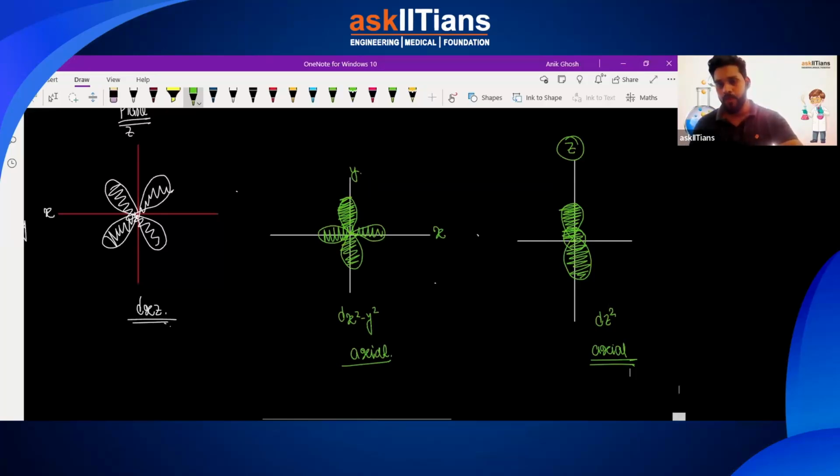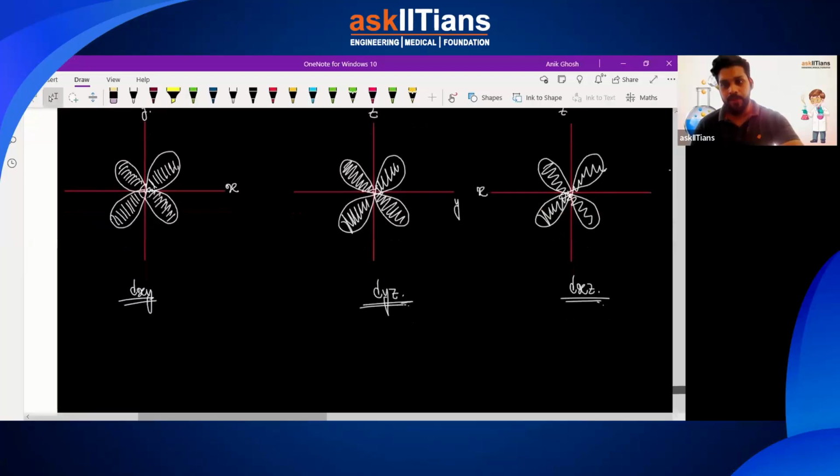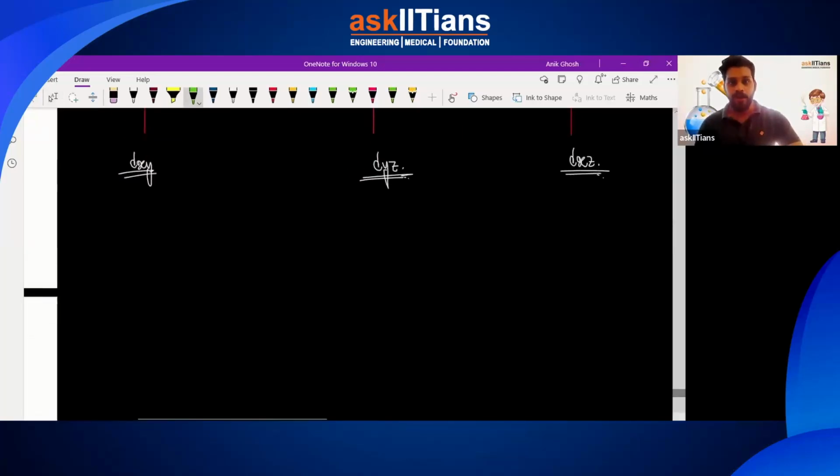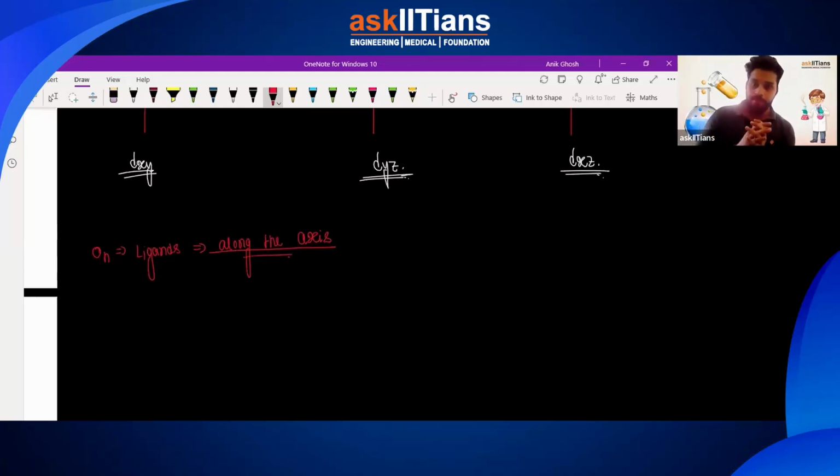Now have a look. What is the crystal field theory saying? How are the ligands approaching for crystal field theory? According to the crystal field theory, for octahedral geometry, the ligands are approaching along the axis. Now here, guys, look at me. The ligands are approaching along the axis. Fine. If the ligands are approaching along the axis, the ligands are electronically rich. And they would meet which orbitals then? They would meet the axial orbitals.